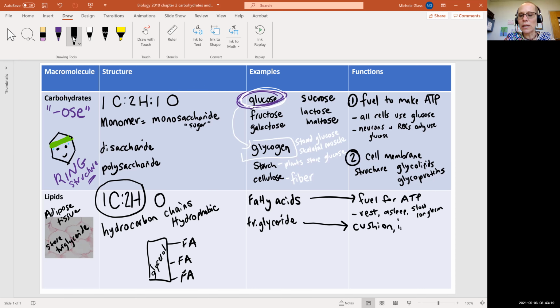We'll also see insulation. You have a layer of adipose tissue underneath the skin, right? That's helping to protect, thermoregulate, and keep you warm.